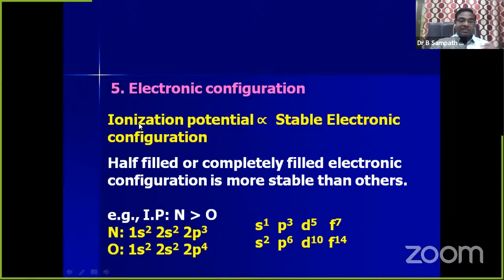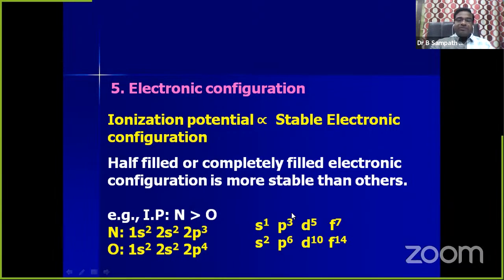Right. So here ionization potential is directly proportional to the stable electronic configuration. What are the stable electronic configurations? Half filled or completely filled electronic configuration is more stable than others. So children, these are the half filled electronic configurations, very stable, and these are the completely filled ones, also very stable. Other than these configurations, they are unstable, meaning we can easily remove the electron.